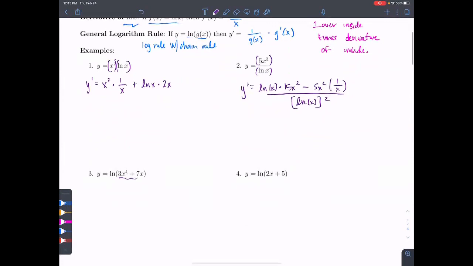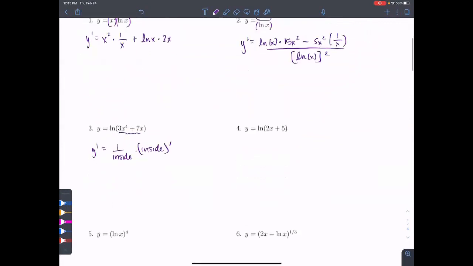Here we have this mess of a function inside. So y prime is going to be 1 over the inside times the inside prime. So we're looking at 1 over 3x to the 4th plus 7x times the derivative of that, so 12x cubed plus 7. All right. Then on number 4, it's a similar problem. So y prime is going to be 1 over the inside times the derivative of the inside.